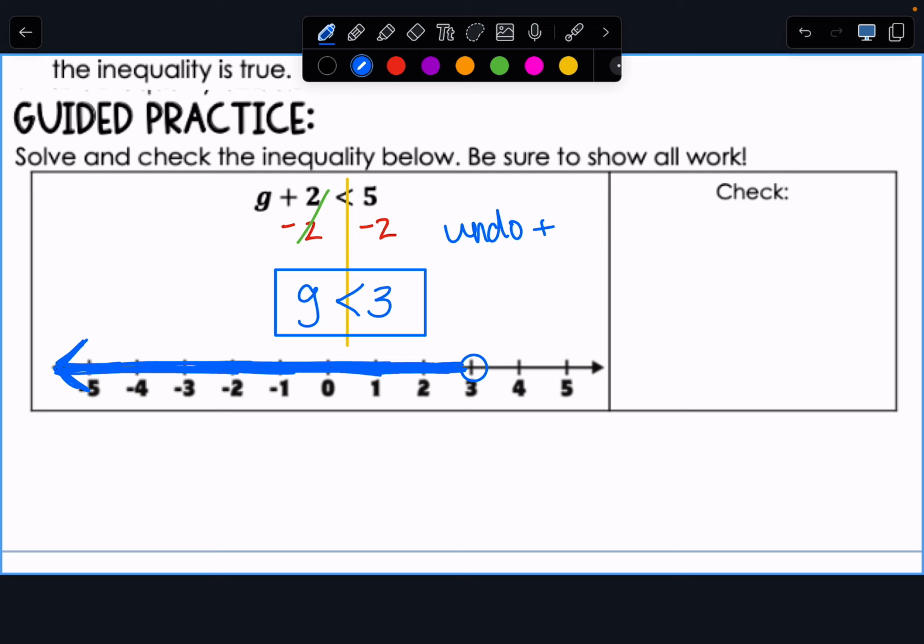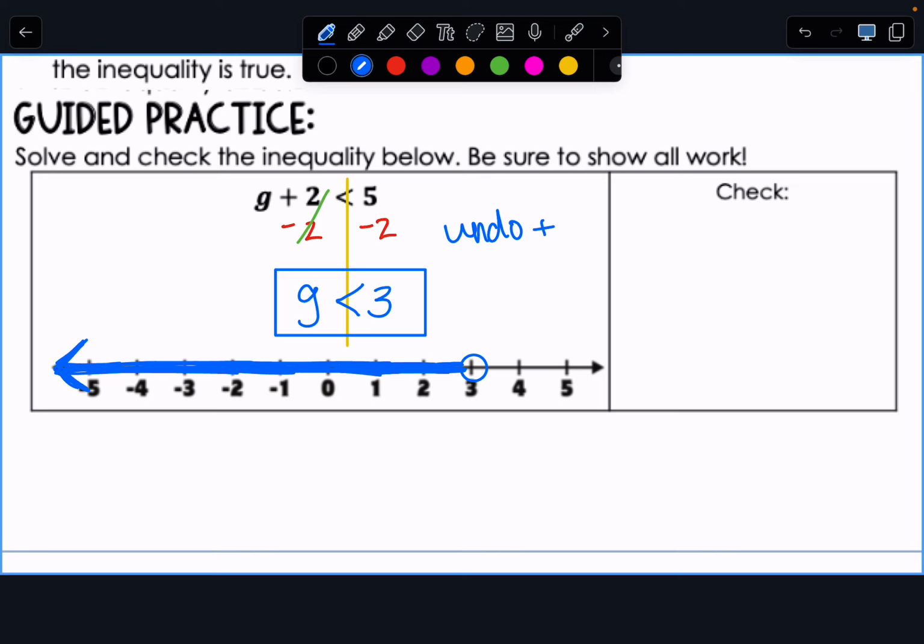Jared? This is right. It says less than 3, so the arrow's pointing to the number side of less than 3. Okay, to the left, our numbers get smaller. To the right, our numbers get bigger. So less than means we have to go left on the number line. Yes. And it says G is less than, so it can't be anything but 3. Okay, so let's try this. If I plug in 4, is 4 plus 2 less than 5?